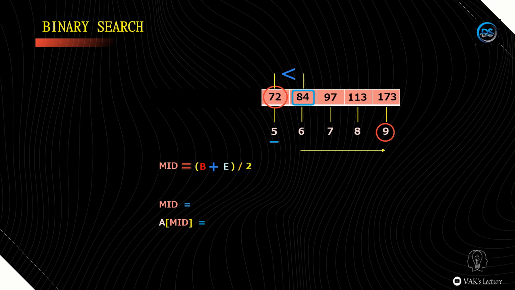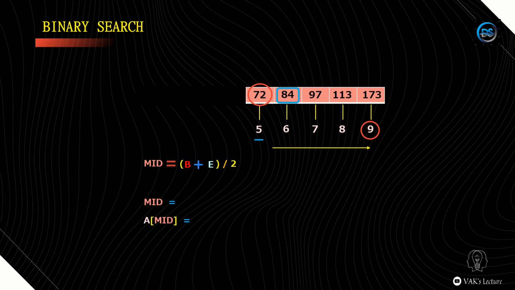Now the variables that we took as beginning and ending will get changed. In this case, the beginning variable will get changed while the ending variable will remain the same because we have to move to the right side. If we had to move to the left side, then the ending variable must have changed. Now the beginning will be mid index plus 1. Now we will create a new mid.